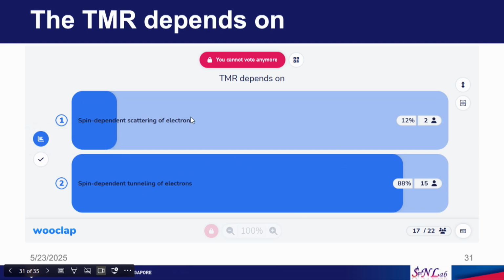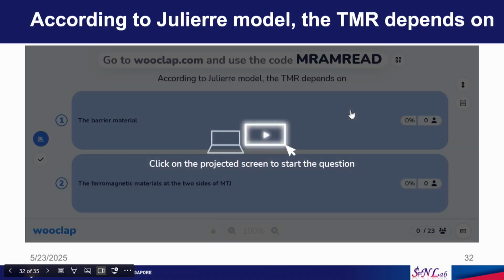Okay, majority of you are right. Tunneling magnetoresistance. So it's a T for tunneling. So this should be the answer. I don't know why two of you are choosing this. Okay, next one.